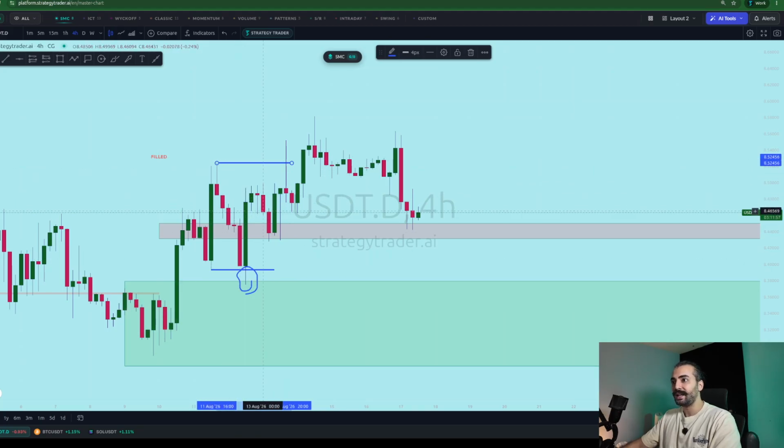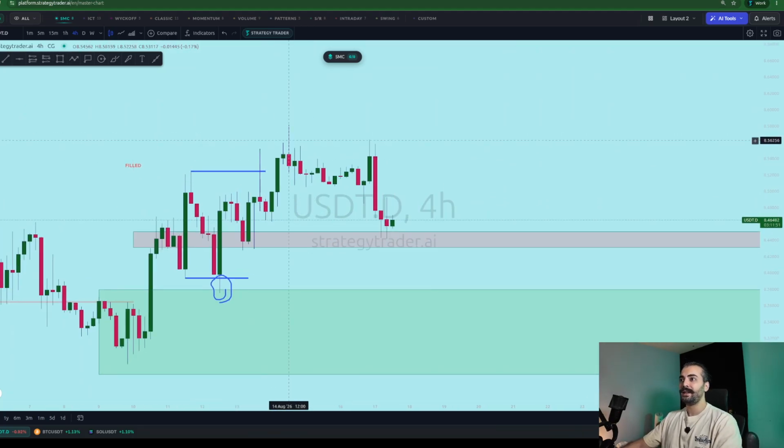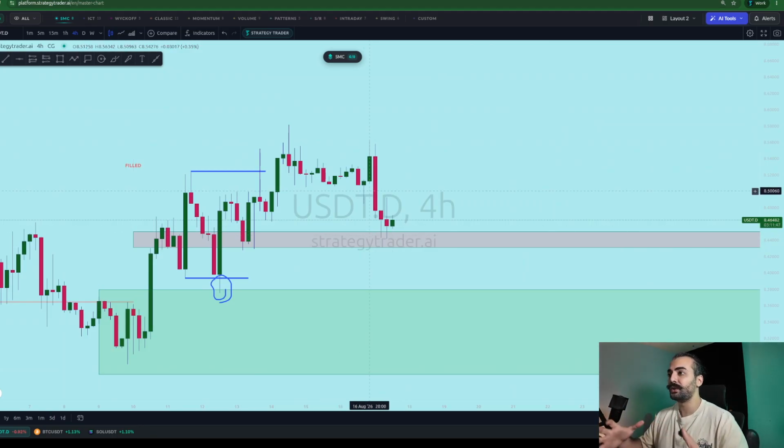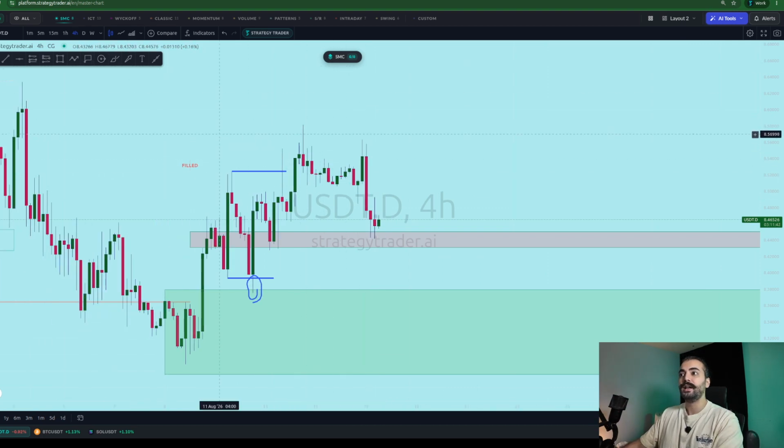So you can see it had to pull back and then move on. And still it couldn't close above it, just a shadow and then continuation. So that's why the trend was very weak and we expected to see something like this. All right, and this is a very classic pattern.